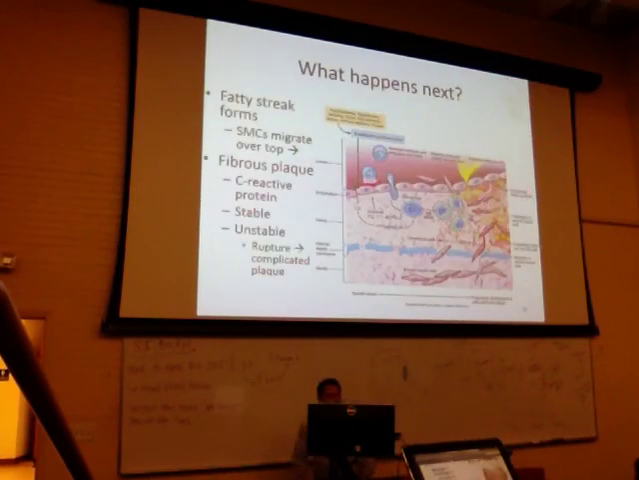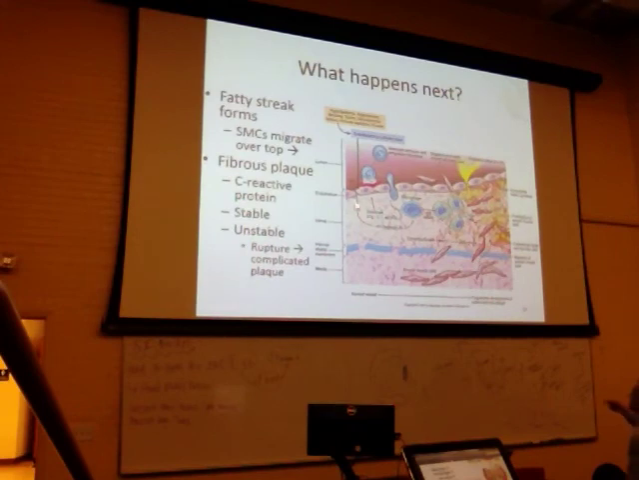If we look at the steps that take place in a different slide, showing some of the same things, this is a normal vessel on the left, and this is an atherosclerotic plaque development on the right.